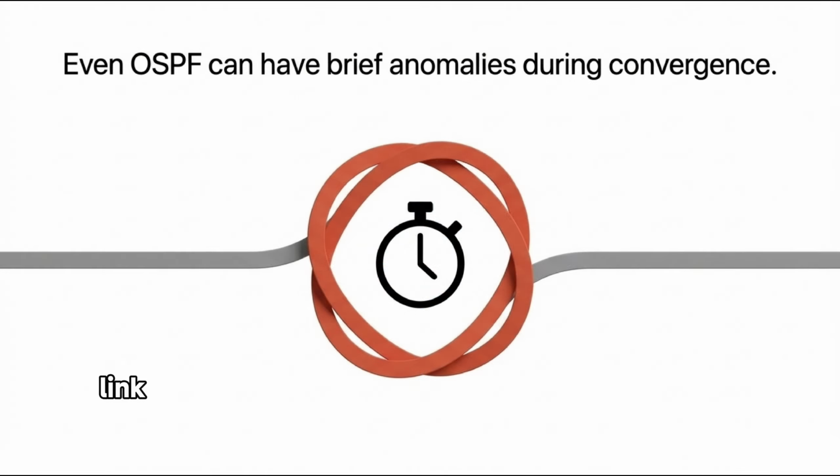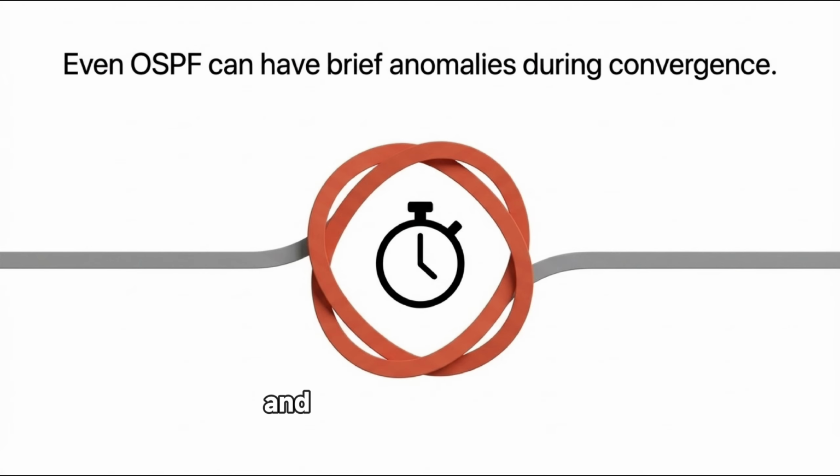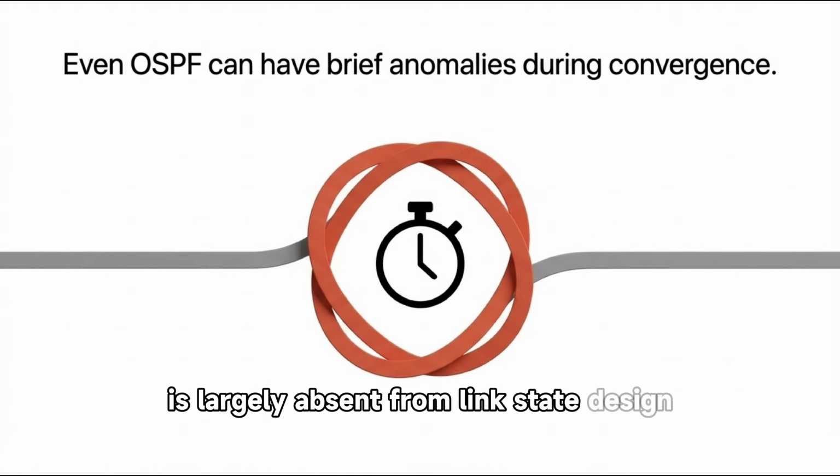This doesn't mean link state networks are immune to every form of loop. There are edge cases and transient conditions during convergence where even OSPF can produce brief forwarding anomalies. But the structural loop vulnerability that plagues distance vector protocols is largely absent from link state design.